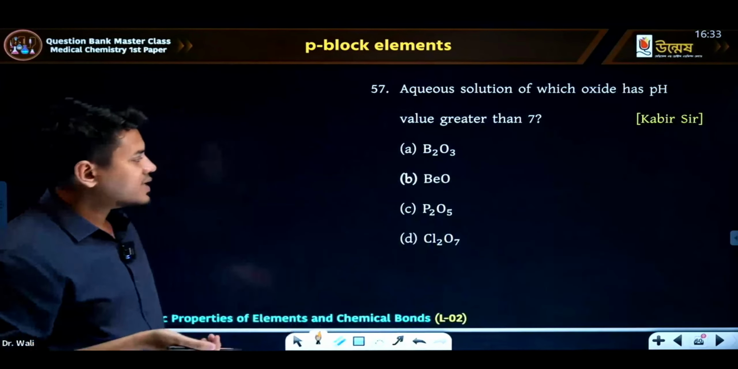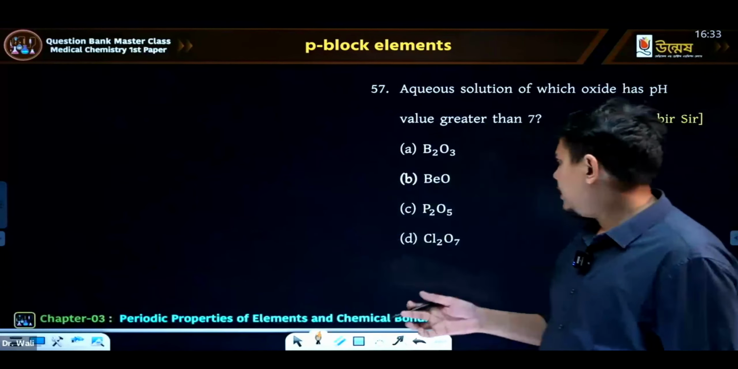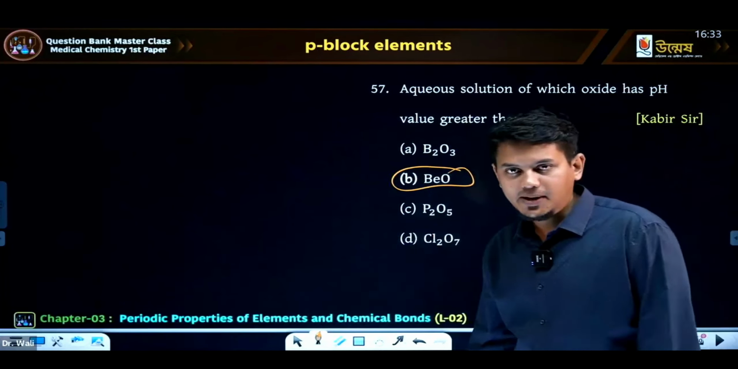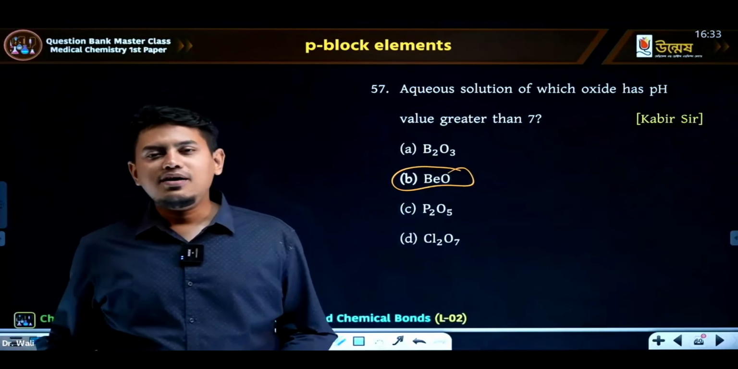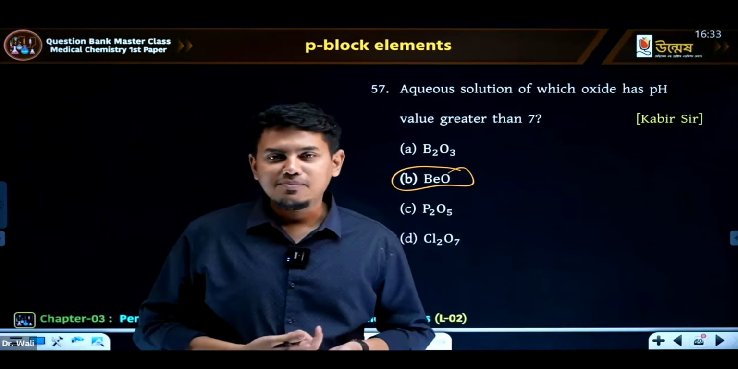Will it be boron oxide? Will it be beryllium oxide? This is the question. Boron is a semi-metal, so it will generate acidic oxide. Similarly, phosphorus oxide will generate acidic oxide. This will also be acidic. So the last option left will be beryllium oxide, which is a metal. But this beryllium is a very small metal, so its compounds look more covalent. Their compounds do not behave like ionic compounds.